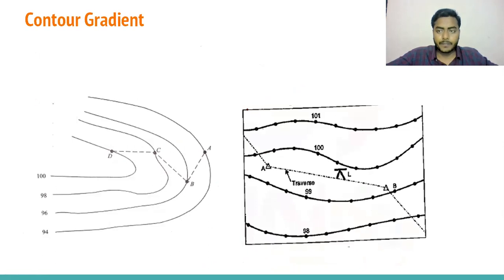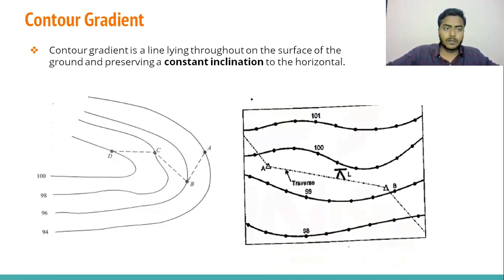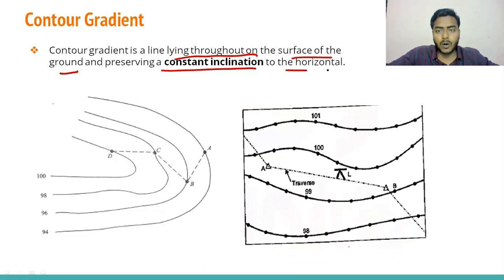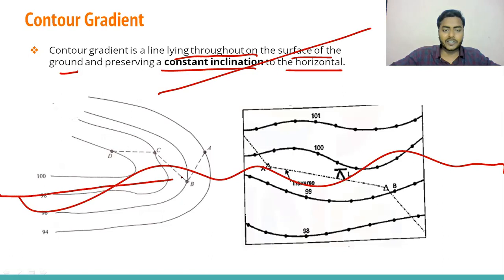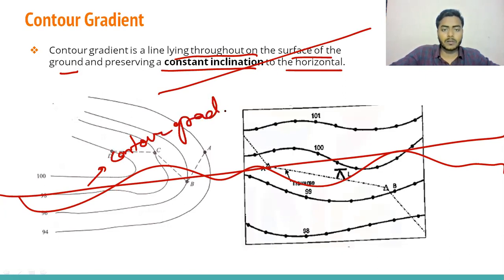Contour gradient. A contour gradient is a line lying throughout on the surface of the ground, preserving a constant inclination to the horizontal. So a contour gradient is a line carrying a constant inclination. Suppose the ground is like this. Say constant inclination. It will show a contour. Contour gradient.